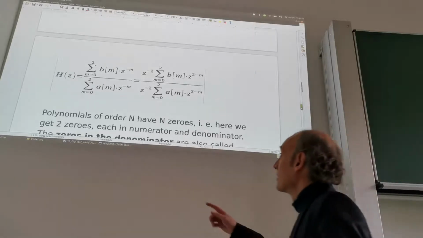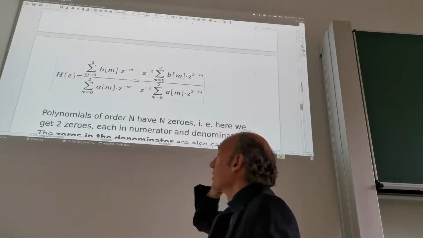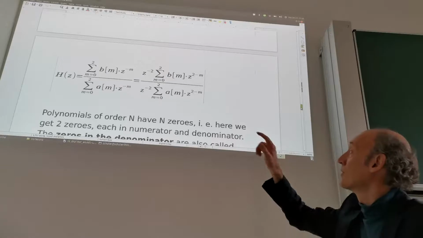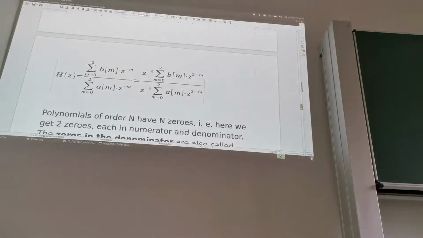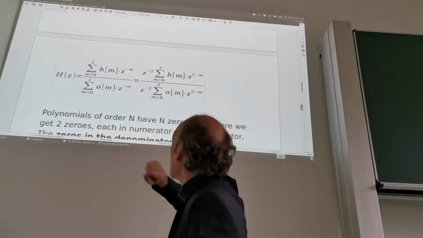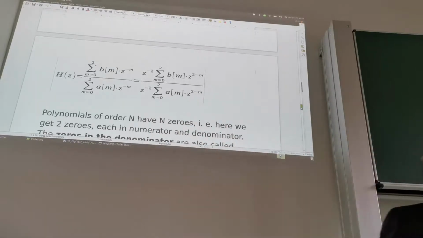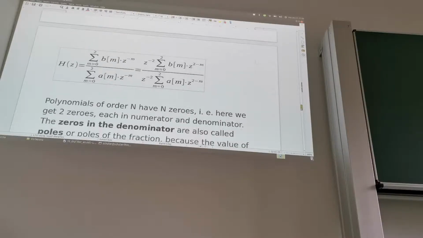We have a numerator polynomial and a denominator polynomial. You can see here in the numerator we indeed have 3 coefficients from 0 to number 2. And in the denominator basically we have 2 coefficients because the first one is always a 1. Which for the mathematical analysis here doesn't really matter. And we can actually factor out the z to the minus 2 to make the exponent positive if we want to.